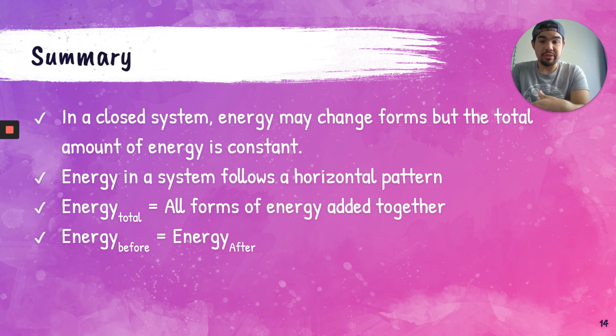We're talking about a system where there's some sort of change. The total amount of energy before that change happens is going to equal the total amount of energy after. If we're thinking about a car collision, however much energy a car has before it collides with another car is going to be the same amount of energy after that collision. Just like with momentum, it's all conserved.